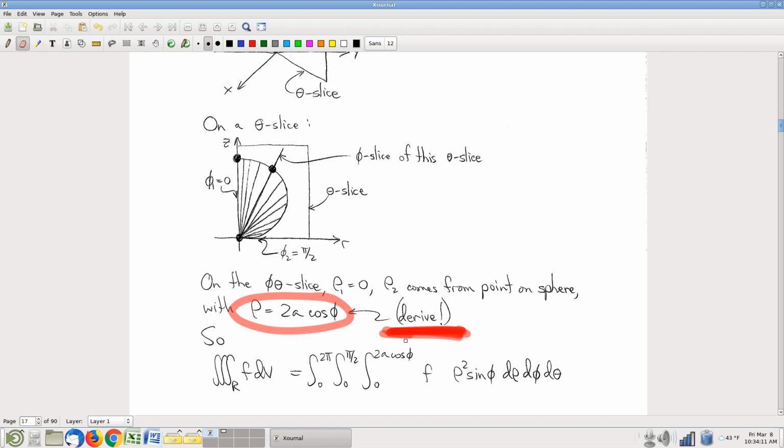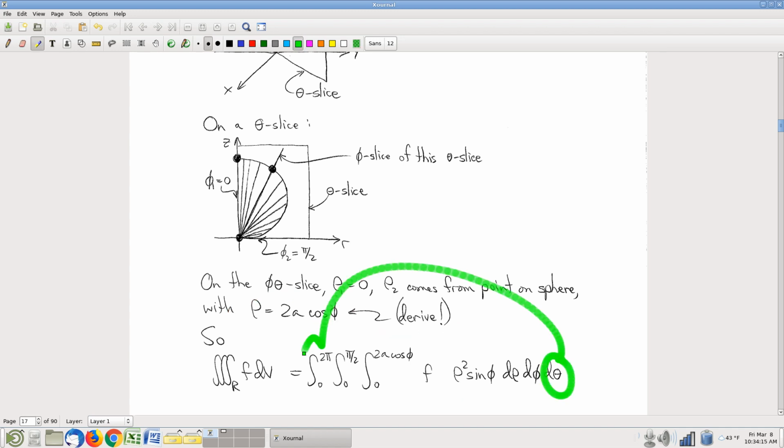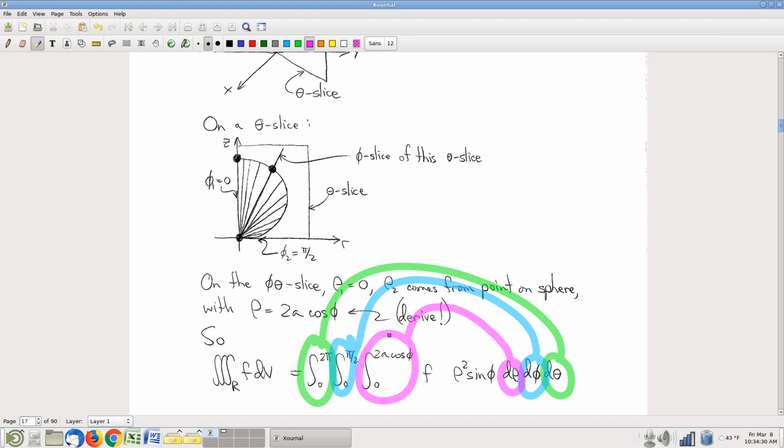And we are now done. Our range of values of theta is 0 to 2 pi. For any one of which then phi ranges from 0 to pi over 2. For any pair of phi and theta, rho then goes from 0 to 2a cosine phi. And there's our bounds.